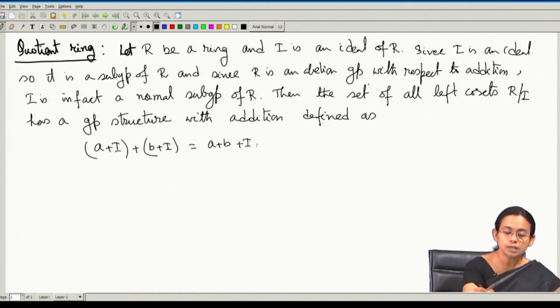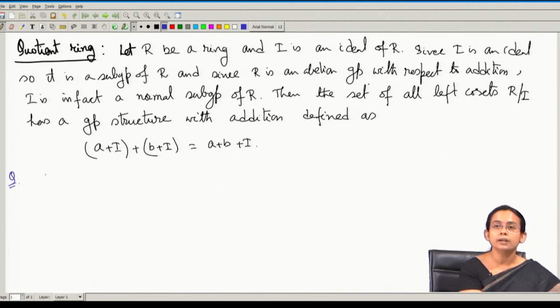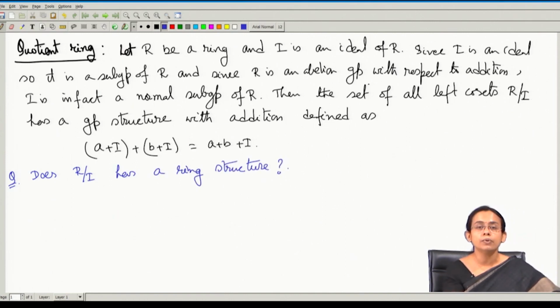Now, the question is whether we can define a ring structure on this set of left cosets. Does R quotient I have a ring structure? If I want to see that, I have to define another binary operation, which is the multiplication operation. That means I need to define the multiplication of two left cosets. So, how do we define it?